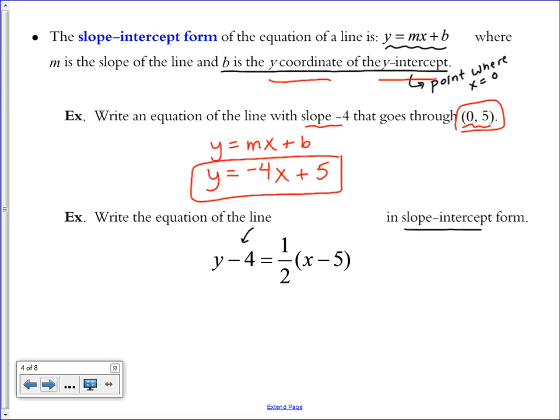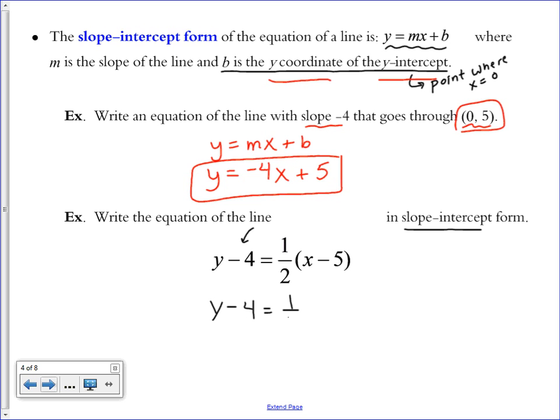So we're going to add 4 to the other side. But before we can do that, we need to distribute the 1/2 that's happening on the other side, simplify the right side of the equation. Then we can move over the -4, and it'll be in y equals mx plus b form. So let's start by distributing the 1/2.